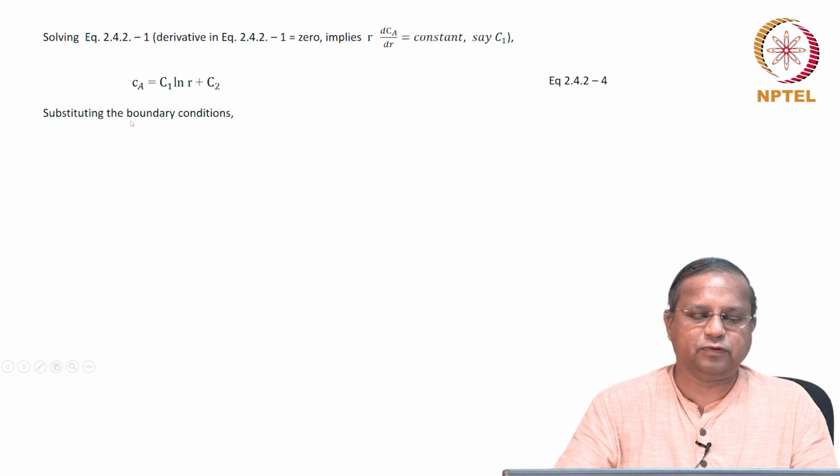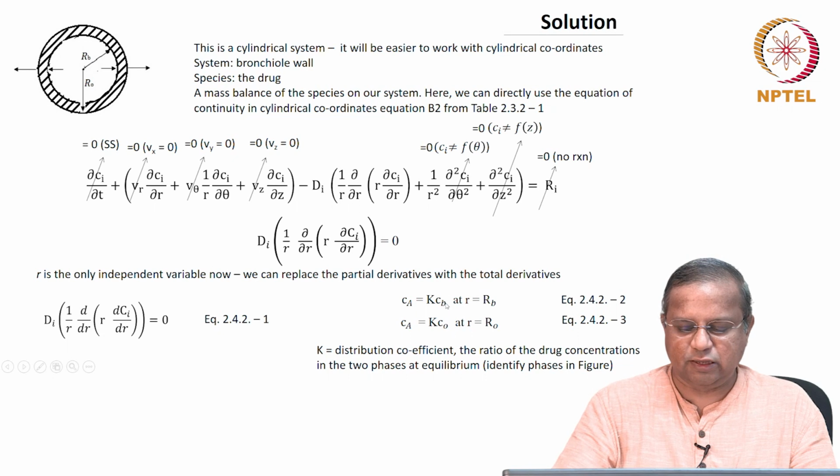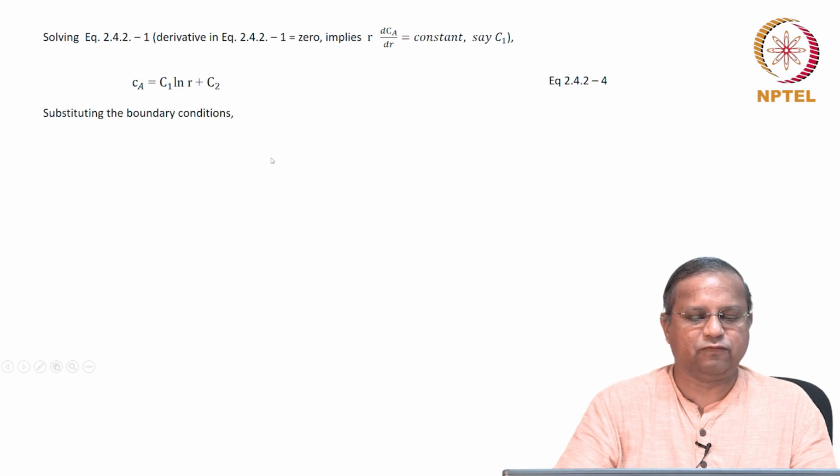Equation 2.4.2-4. And if you substitute the boundary conditions, you substitute r, you substitute the corresponding Ca, you will get C1 and C2. We have already done this on the same lines. If you do this, C1 equals K times (Cb minus C0) divided by ln of Rb by Ro, and C2 will turn out to be K Cb minus K times (Cb minus C0) ln Rb divided by ln Rb by Ro. Okay, this is what you will find. If you are unclear, I'd like you to stop the video here, go back, substitute these boundary conditions, Ca equals K Cb at r equals Rb, Ca equals K C0 at r equals Ro, into this solution here and find out C1 and C2 and convince yourself that it is indeed the case.